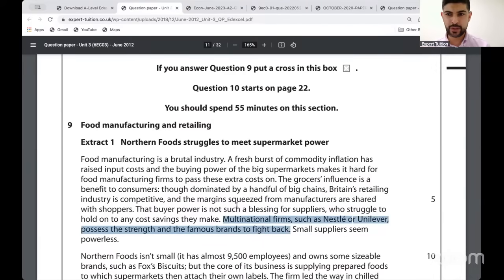Yeah. Don't know if you guys know who Unilever are. They're one of the biggest companies in the world. But even if you don't know who these companies are, you should know Nestle, like Nesquik and stuff like that. But even if you didn't, the fact that they're multinational firms, what does that mean? Multinational firms are firms that operate all over the world. So obviously these are big, big brands. These are companies that can fight back, right? That restricts and limits monopsony power.